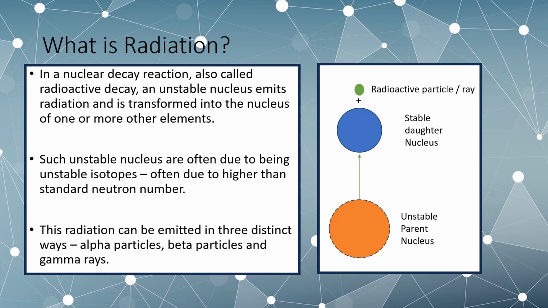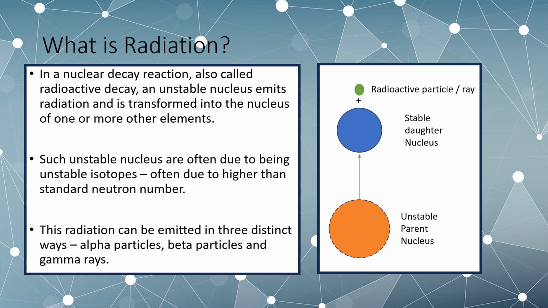So, what is radiation? Well, radioactive decay, also called nuclear decay, is when an unstable nucleus emits radiation and is transformed into the nucleus of one or more other elements. It does so to make itself more stable.